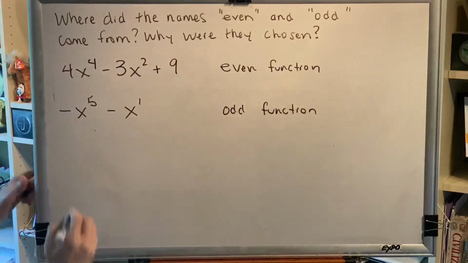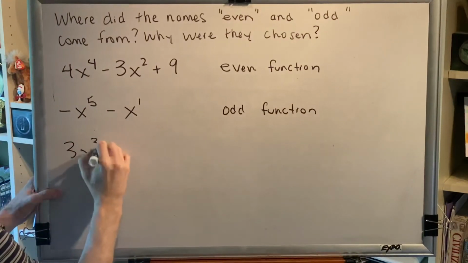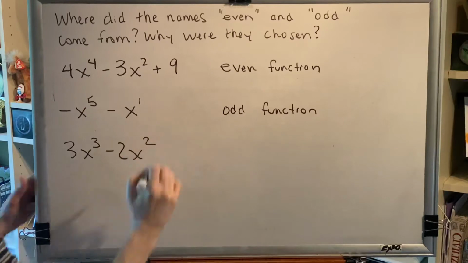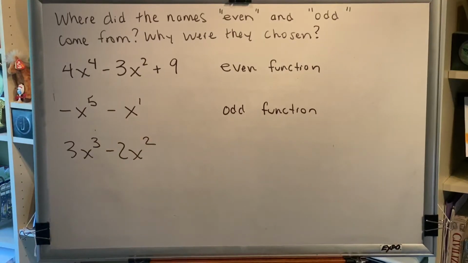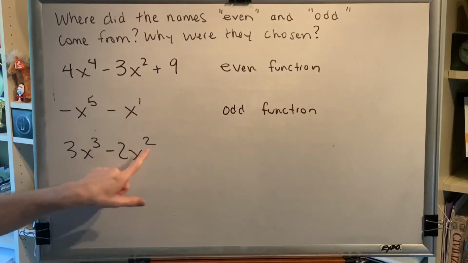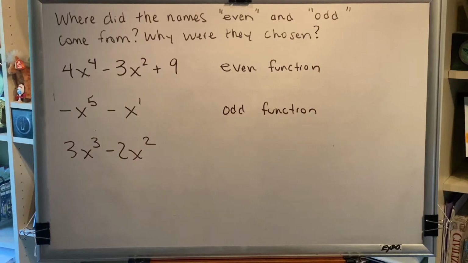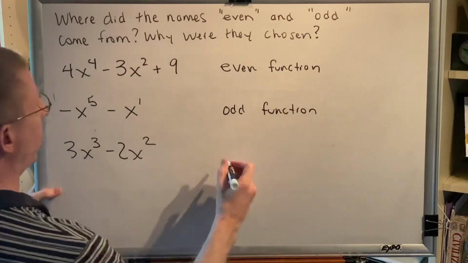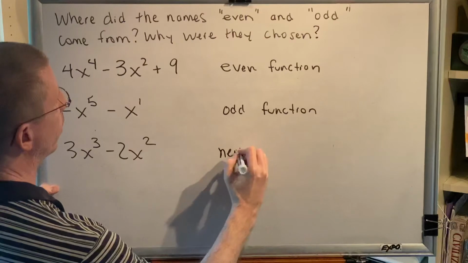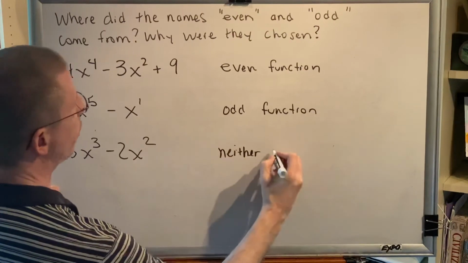Okay, let's try another one. 3x cubed minus 2x squared. Well, this is a polynomial, but it includes a mixture of odd and even exponents within it. And for that reason, it's not even, it's not odd, this is neither. Neither even nor odd.